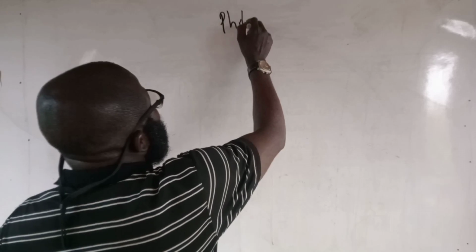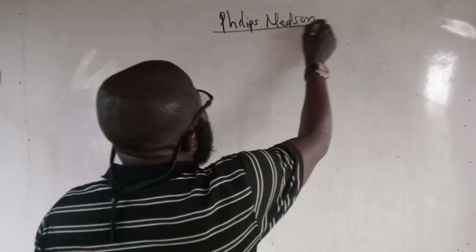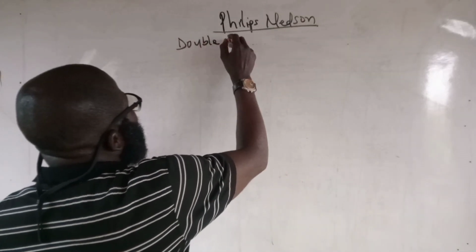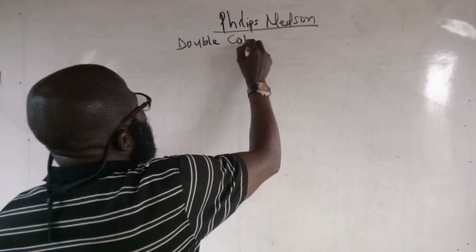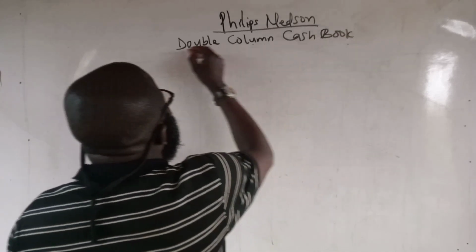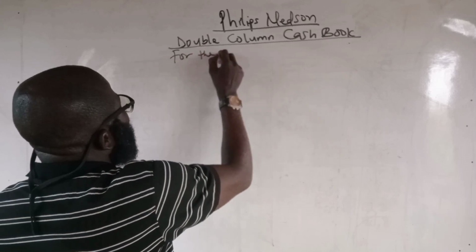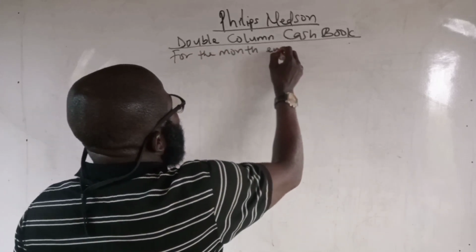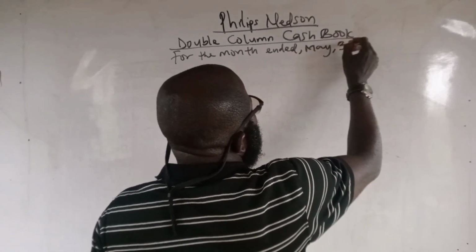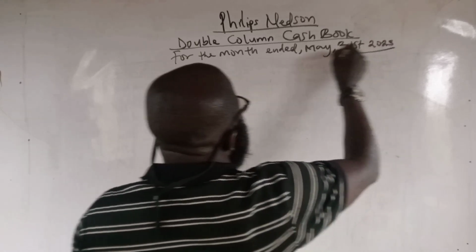Phillips Netson. Then we are preparing the double column cash book. You can call it double or two. Double column cash book, for the month ended May 31st, 2023.